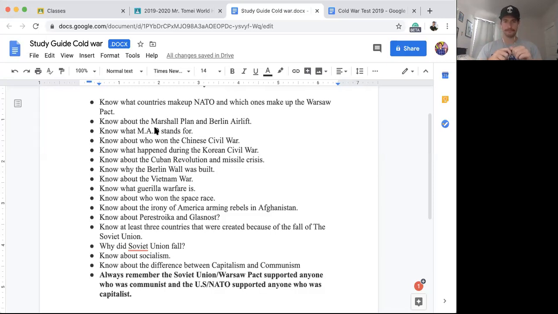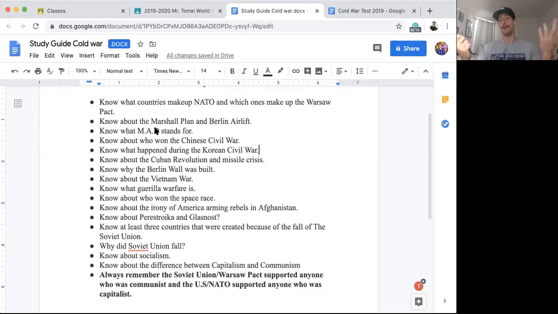Know at least 3 countries that were created because of the fall of the Soviet Union. So Germany technically would count because it was a new reunified country. You'd say Latvia, Ukraine, Kazakhstan, Belarus, Estonia. There's a bunch. It's in the slide map. Just look there and you can find it.